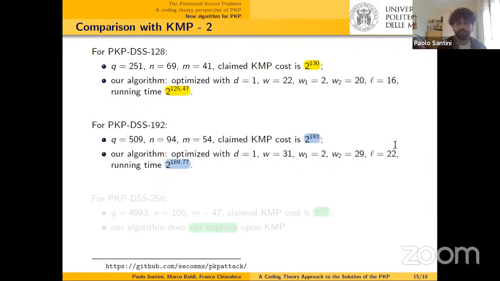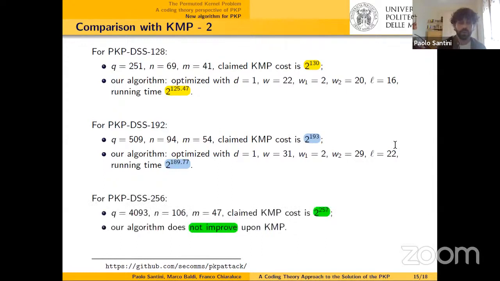If we instead focus on the instance targeting 192 bits of security, we obtain a gain that is a bit larger than 3 bits with respect to KMP, while for the largest instance, that is the one targeting 256 bits of security, we found that our algorithm actually does not improve upon KMP.